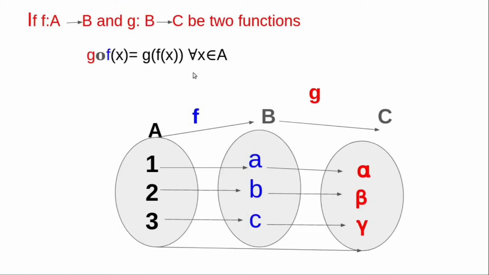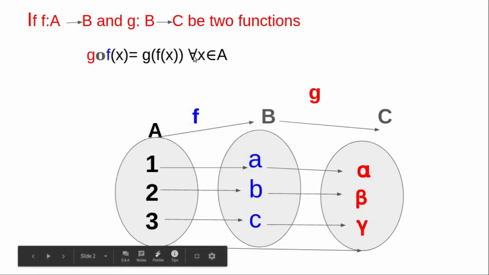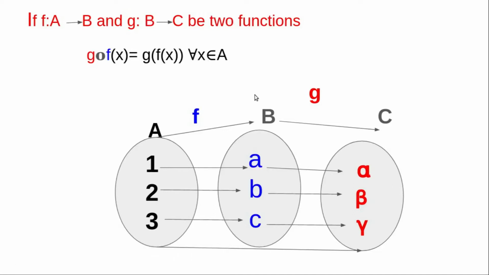Now we can take an example. Suppose that there are three sets A, B and C. A contains the first three natural numbers 1, 2, 3. B contains the first three letters in the English alphabet a, b, c, and C is another set having the first three letters in the Greek alphabet alpha, beta, gamma. Now we can define a function f from A to B like this: f of 1 equal to a, f of 2 equal to b, f of 3 equal to c.